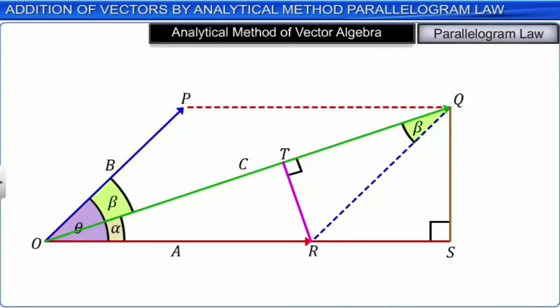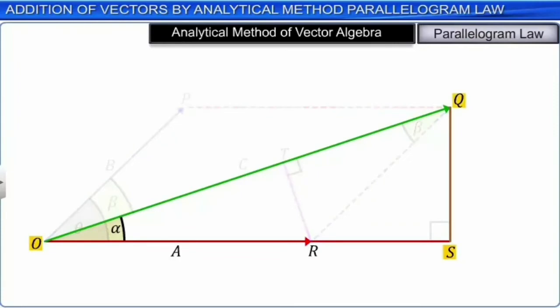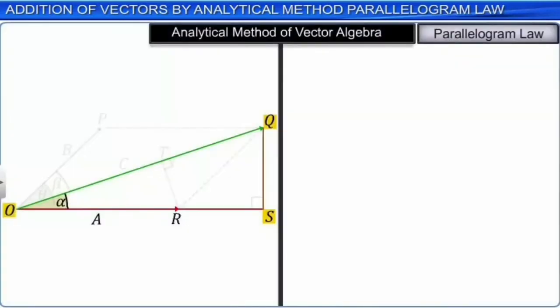So in the diagram, by the property of parallel lines, we can mark two angles as angle beta. Now to find length OQ, we are considering a right triangle OQS. We have the 90 degree angle at S. From Pythagoras theorem, OQ square is equal to OS square plus SQ square. Now we need to find what OS and SQ are.